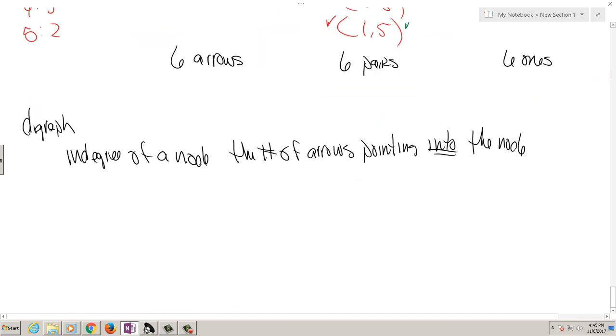So if digraphs have in degrees, they probably also have out degrees. What do you think the out degree of a node is?